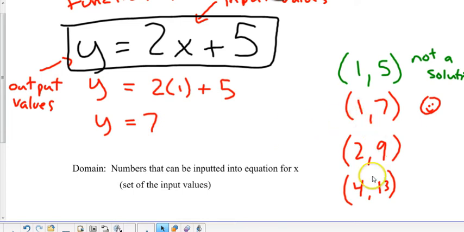So these are x's and y's that make it true. If I put 2 in for x, I would get 9 out for y. If I put 4 in for x, I would get 13 out for y, because 2 times 4 is 8 plus 5 is 13.